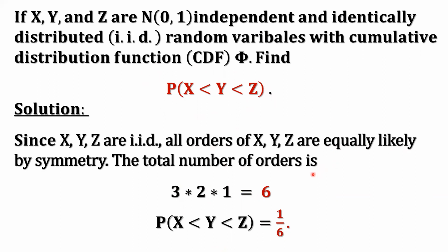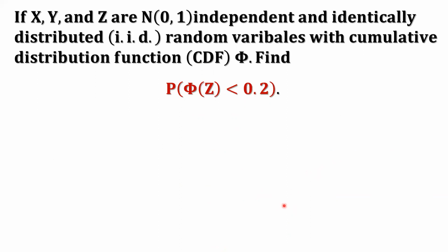Let's move to the second question. We want to find the probability of phi of Z less than 0.2. First of all, we need to understand the notation. The notation looks complicated. Phi is what? The CDF, cumulative distribution function. It is a probability.